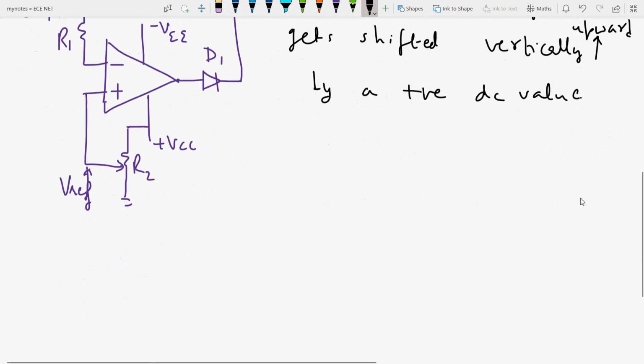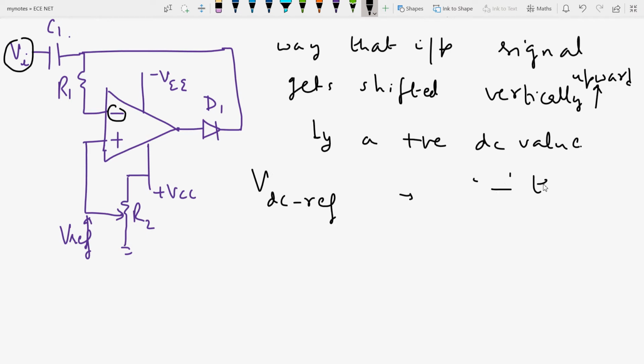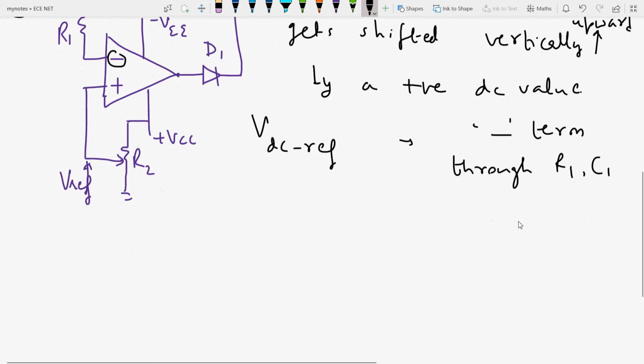Now, as the input voltage is applied to the inverting terminal of an op-amp through this R1 C1 network, because the capacitance blocks DC and allows the AC signal to pass, it is only the AC voltage that is applied to this inverting input terminal. Now the DC reference voltage is applied to the negative terminal through R1 C1. Okay, so the value of V reference can only be chosen by varying R2.